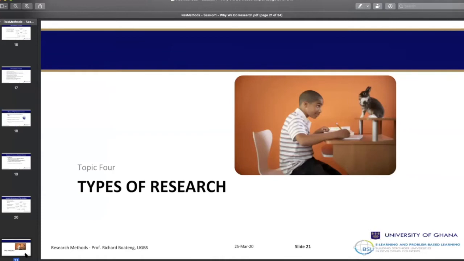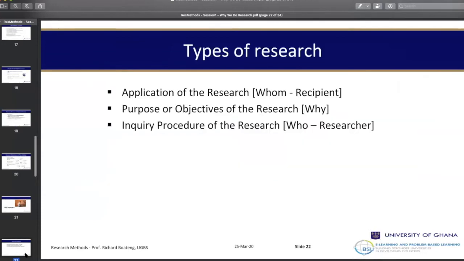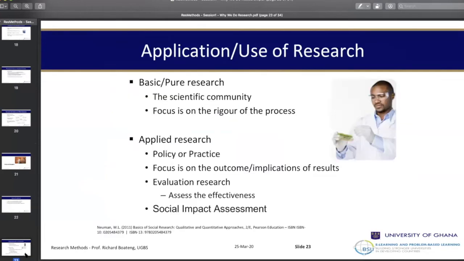Okay, so the types of research. We are going to discuss them in terms of who will use the research, or who the recipient or the audience of the research is, then the purpose of the research, and who the researcher is. The first one is who is the recipient.